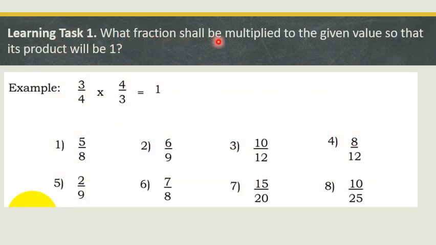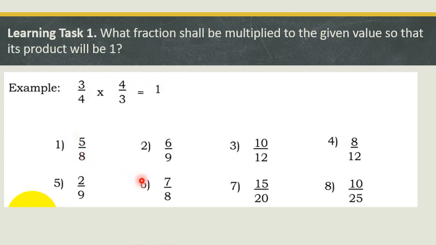Learning task 1, what fraction shall be multiplied to the given value so that its product will be 1? For example, we have 3/4. Sabi nga, reciprocal, pagbabalik na lang natin. Ang 3, lalagay natin sa baba. Ang 4, lalagay natin sa taas. Para maging 1 yan. Di ba ang 3, pag nag-cancellation method tayo, automatic magiging 1 kasi 3 divided by 3 is 1. Ganon din dito sa 4. Automatic na 1 din yan. So 1 at saka 1, 1 talaga siya magiging answer.